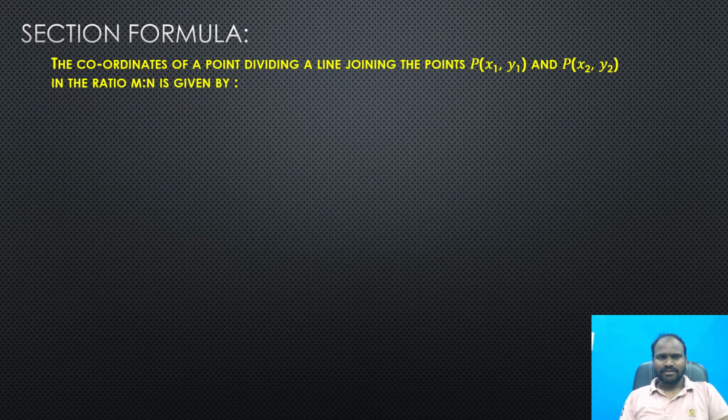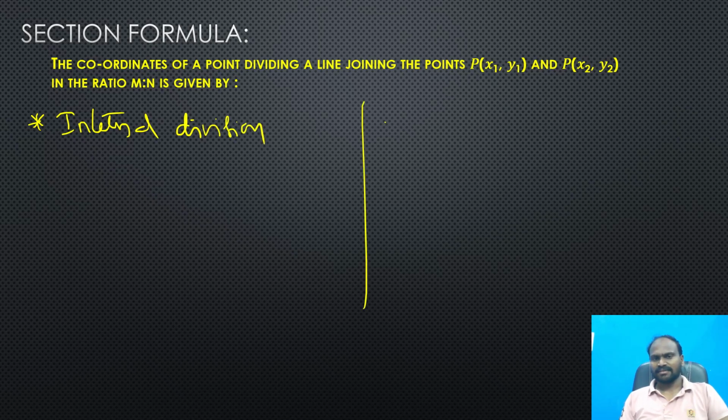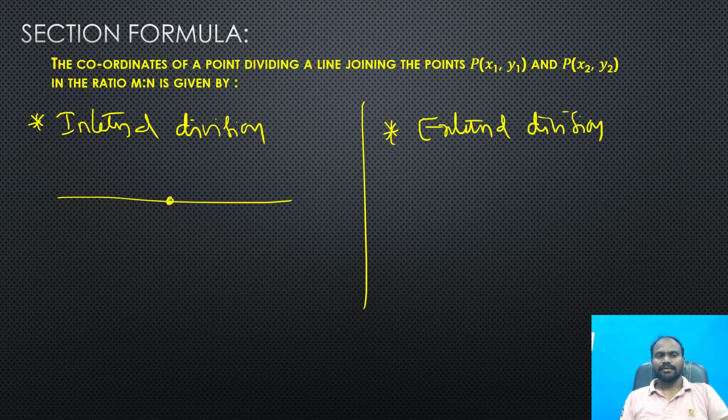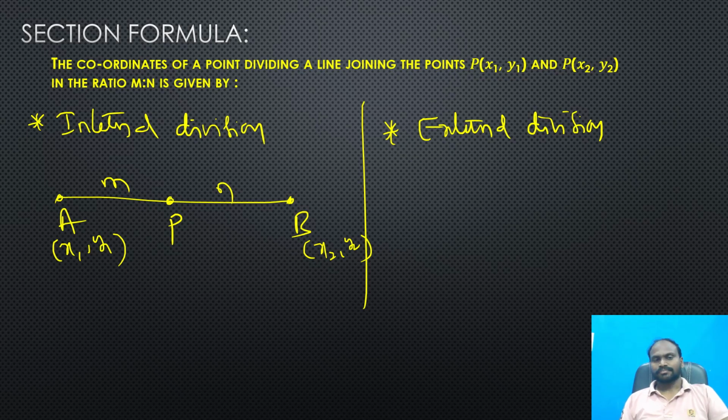Next, section formula. Here we are going to discuss two formulas: internal division, and similarly external division. So we are going to discuss both. Internal division means, for example, they will give you a point P, and P will divide AB in the ratio, let us say this is some (x1, y1) and this is some (x2, y2), in the ratio m is to n.